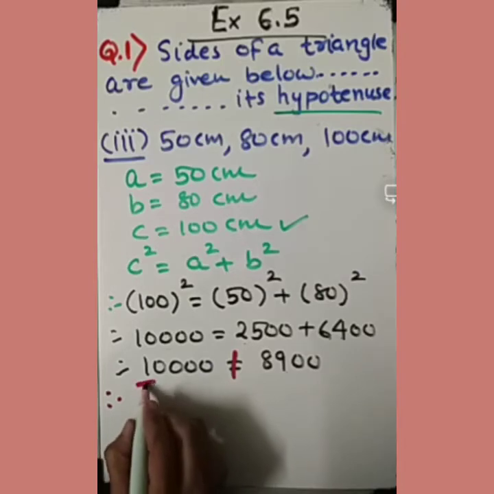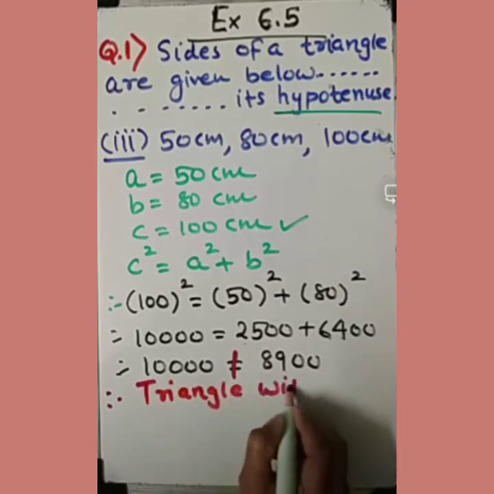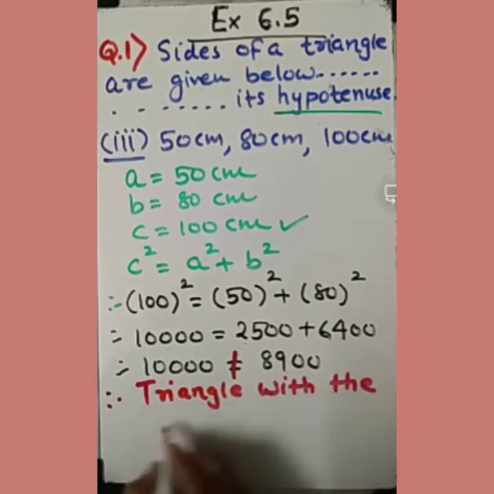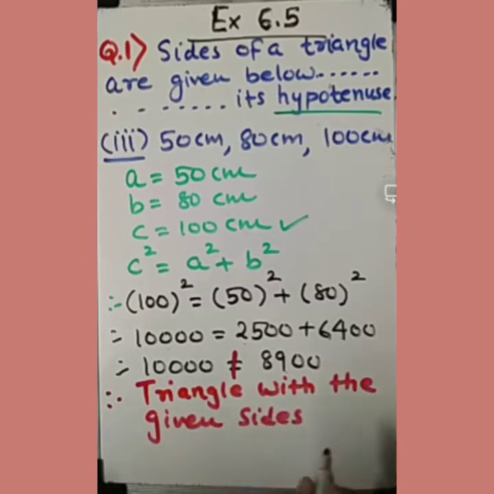Therefore, the triangle with the given sides is not a right angle triangle. Clear?